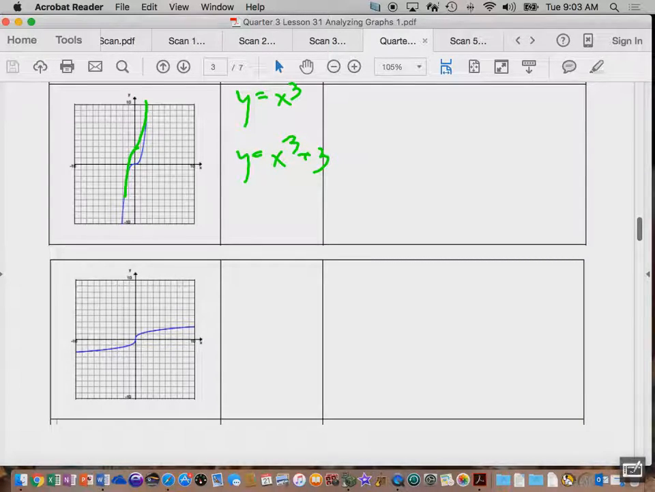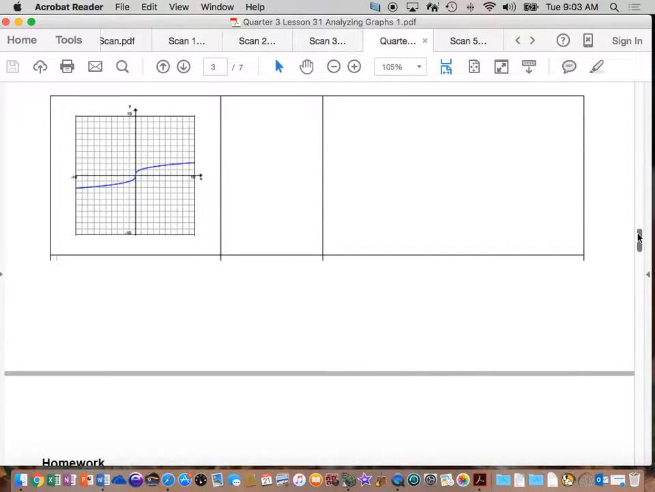Okay, any questions? Okay, let's take a look at the next one, a little sight recognition. What is that graph? Spencer. Cube root of x. Y equals cube root of x. Very good.